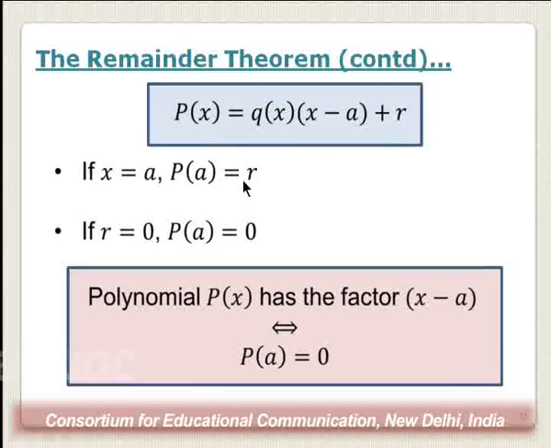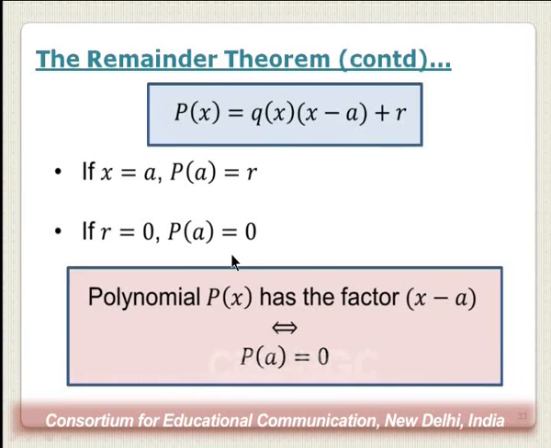Right. So the point here is that you can just simply substitute that number minus 5 and check for the remainder. So that is one result. And just to take this result further, we have said that if p of x can be written as q of x times x minus a plus r, then if x is equal to a, p of a is equal to r. Let's take this a step further.